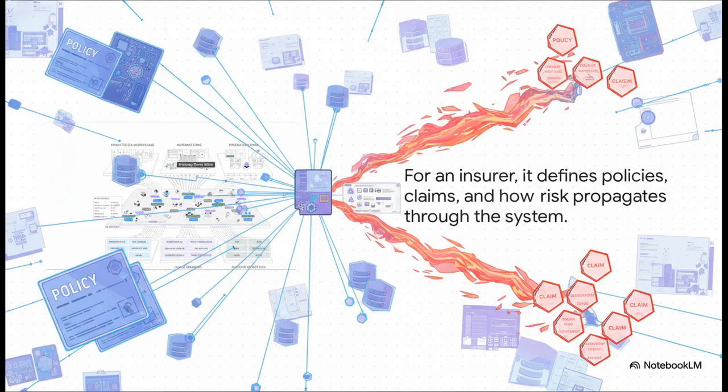But what's cool is how flexible this concept is. For an insurance company, for instance, the objects are totally different, but the principle is exactly the same. The ontology defines what a policy is, what a claim is, and it maps how risk from thousands of individual policies adds up and flows through the entire system. It's modeling the specific reality of that business.